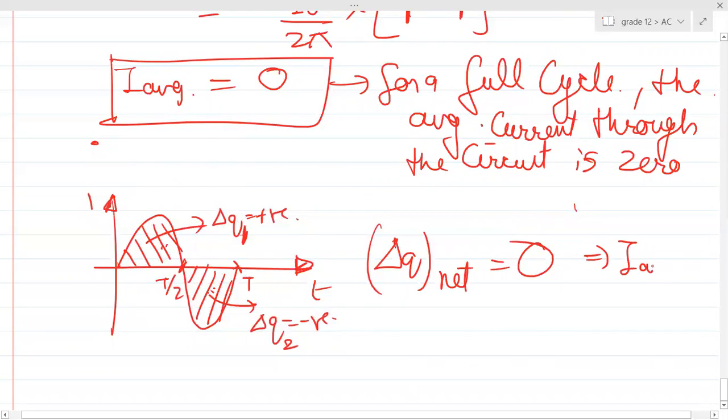Current is negative just means it's going in the opposite direction. The charge is flowing in the opposite direction. Is this clear? So I guess I'm pretty much clear about the average current over a full cycle. Okay? Shall we discuss over a half cycle?